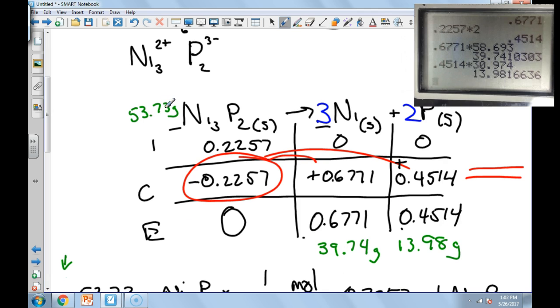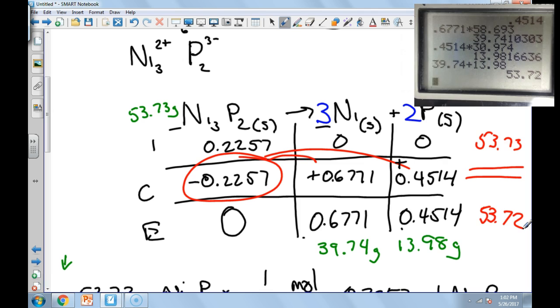So 53.73 grams plus 0 plus 0, so that's 53.73, should equal what we have down here below. So that's 39.74 plus 13.98, and we get 53.72. And that is close enough because we've rounded numbers and we've used significant figures, and we've had different values in the periodic table that may be slightly different. So yeah, there it is.